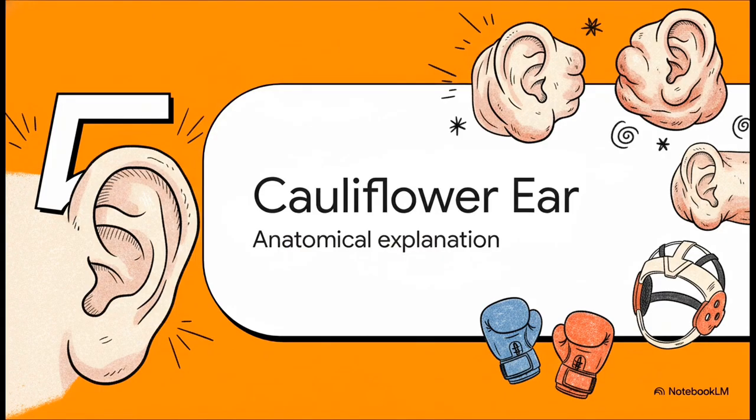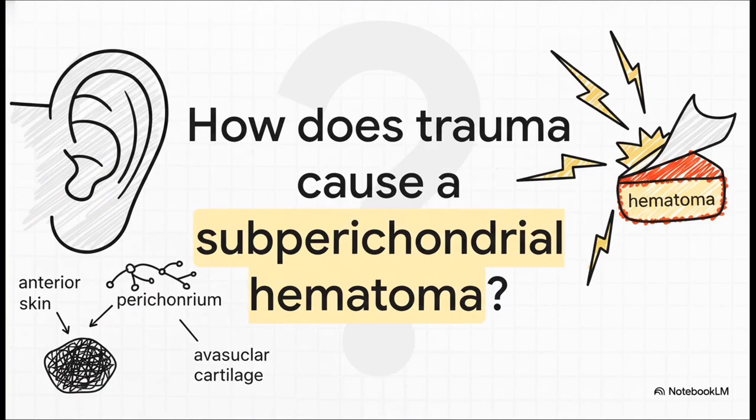Okay, time to connect the dots. Let's use all the anatomy we've just learned to understand a very classic injury you see in contact sports like wrestling or rugby, the cauliflower ear. So how does a hit to the ear lead to this deformity? Well, the explanation perfectly ties together everything we've talked about, that tightly adherent skin on the front, the vital importance of the perichondrium, and the fact that the cartilage itself has no blood supply.